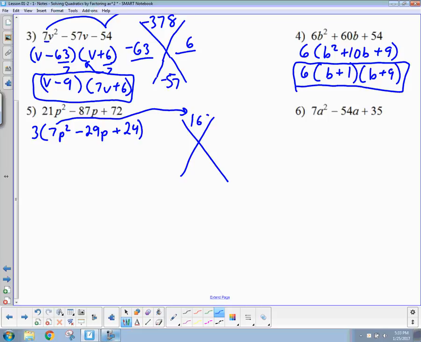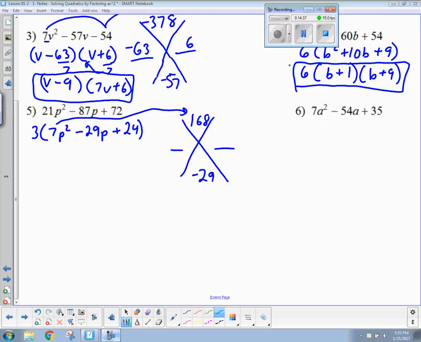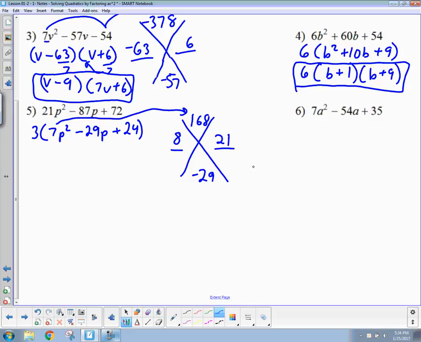What two numbers? Again, I'm going to pause it while I do the math. Alright guys, I'm back. I found it to be 8 and 21. Oh, both of them need to be negative, so we can get that negative 29. So bring it on over. 3, p minus 8, p minus 21. Don't forget to divide by the 7. Bottoms up. 7 can go into negative 21 3 times, so p minus 3, 7p minus 8, and 3.